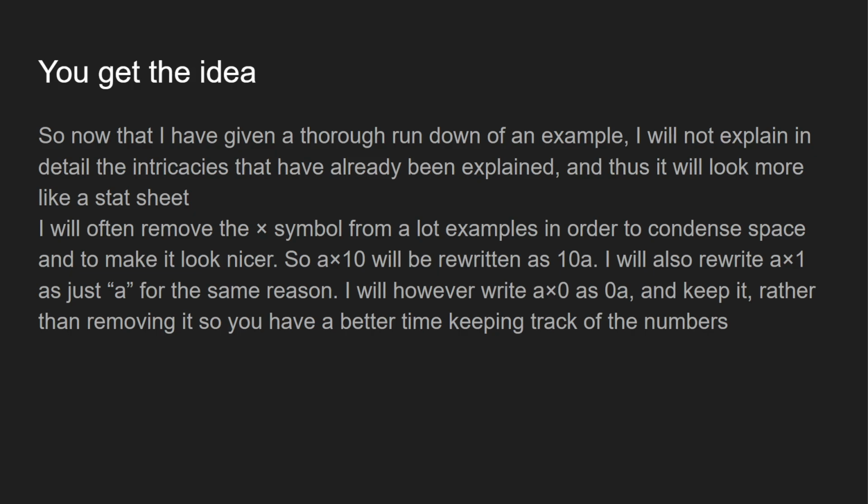You get the idea. So we're basically going to make it look a lot more like a stat sheet. And we're also going to remove the multiplication symbol. So a times 10 will be rewritten as 10a, and a times 1 will just be a. So again, the purpose is, you kind of get the idea now. We're going to make it a little bit more simplified and go through the characters again.